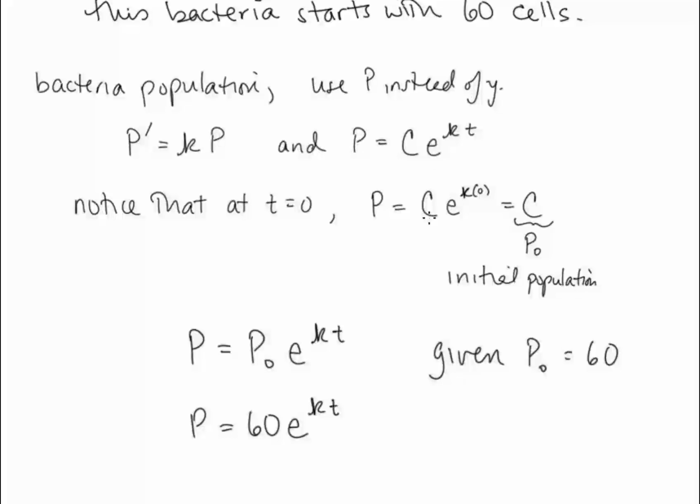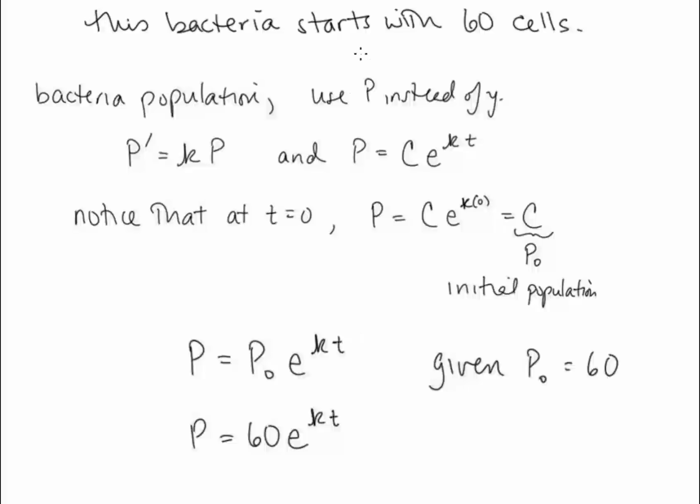So instead of writing c, let's write p0: p equals p0 e to the kt. And we're given that the bacteria culture starts with 60 cells, so that is our p0. So far we have p equals 60 e to the kt. Let's see what other information we're given and if we can find k.